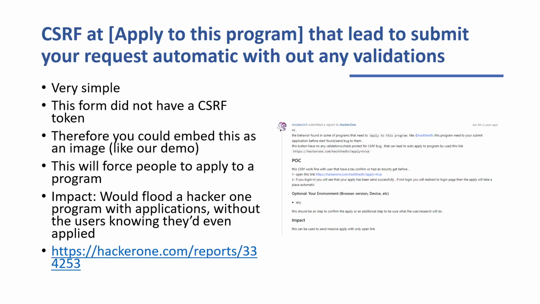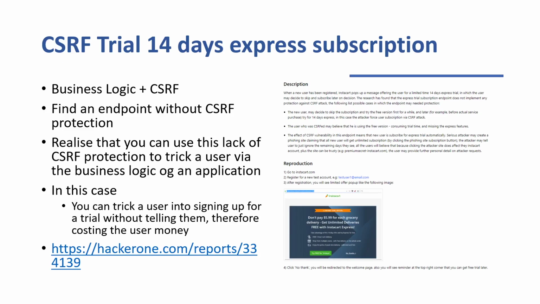So very simple, a standard CSRF. Low impact, yes, but you know what? That's the first bug anyone can get. So then, this is when we start to get a little bit more complicated. This is using a bit of business logic as well. So find an endpoint without CSRF protection, which in this case is for a demo. Realize that you can use this lack of CSRF protection to trick a user via the business logic of an application. Okay, so what does that mean?